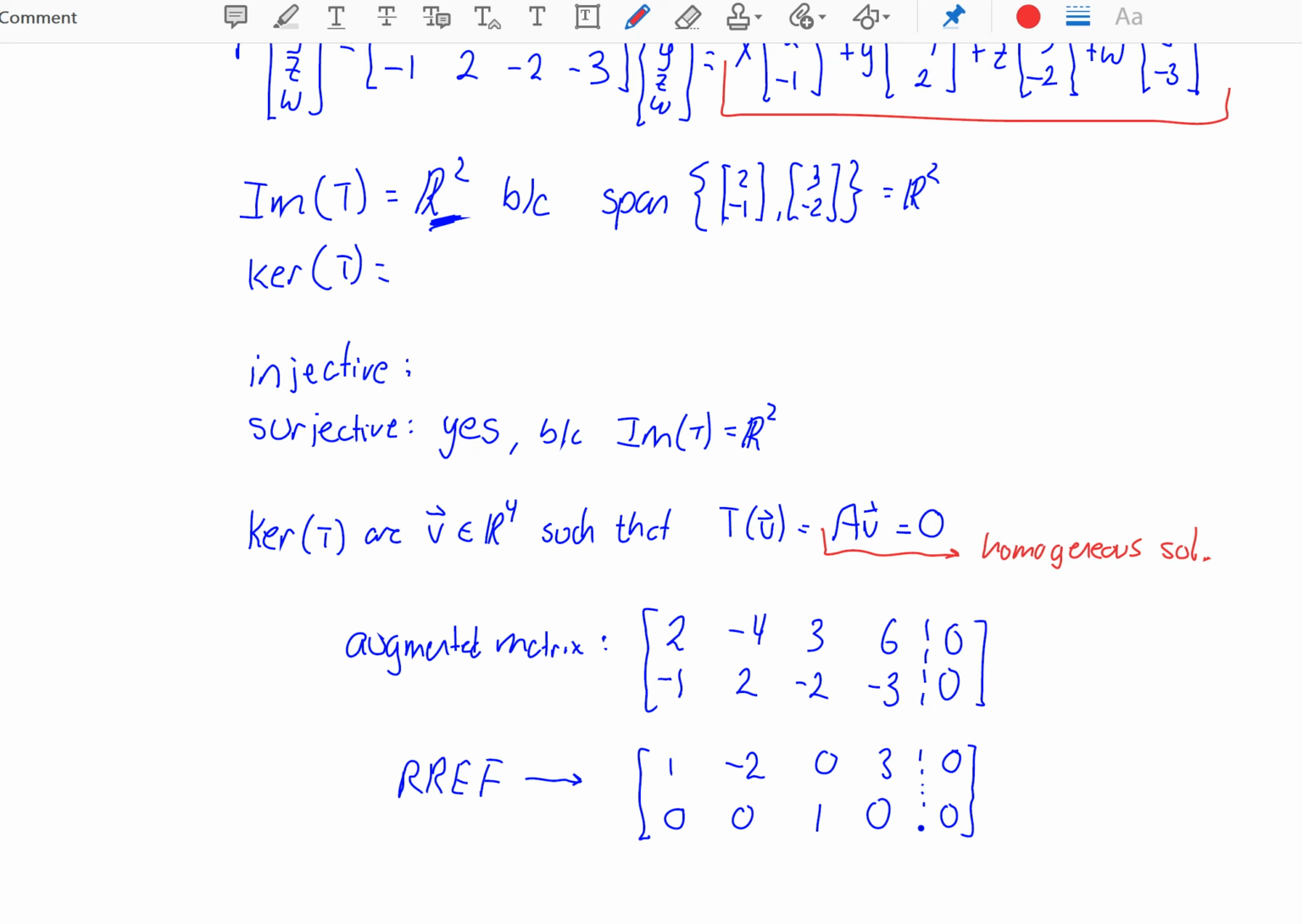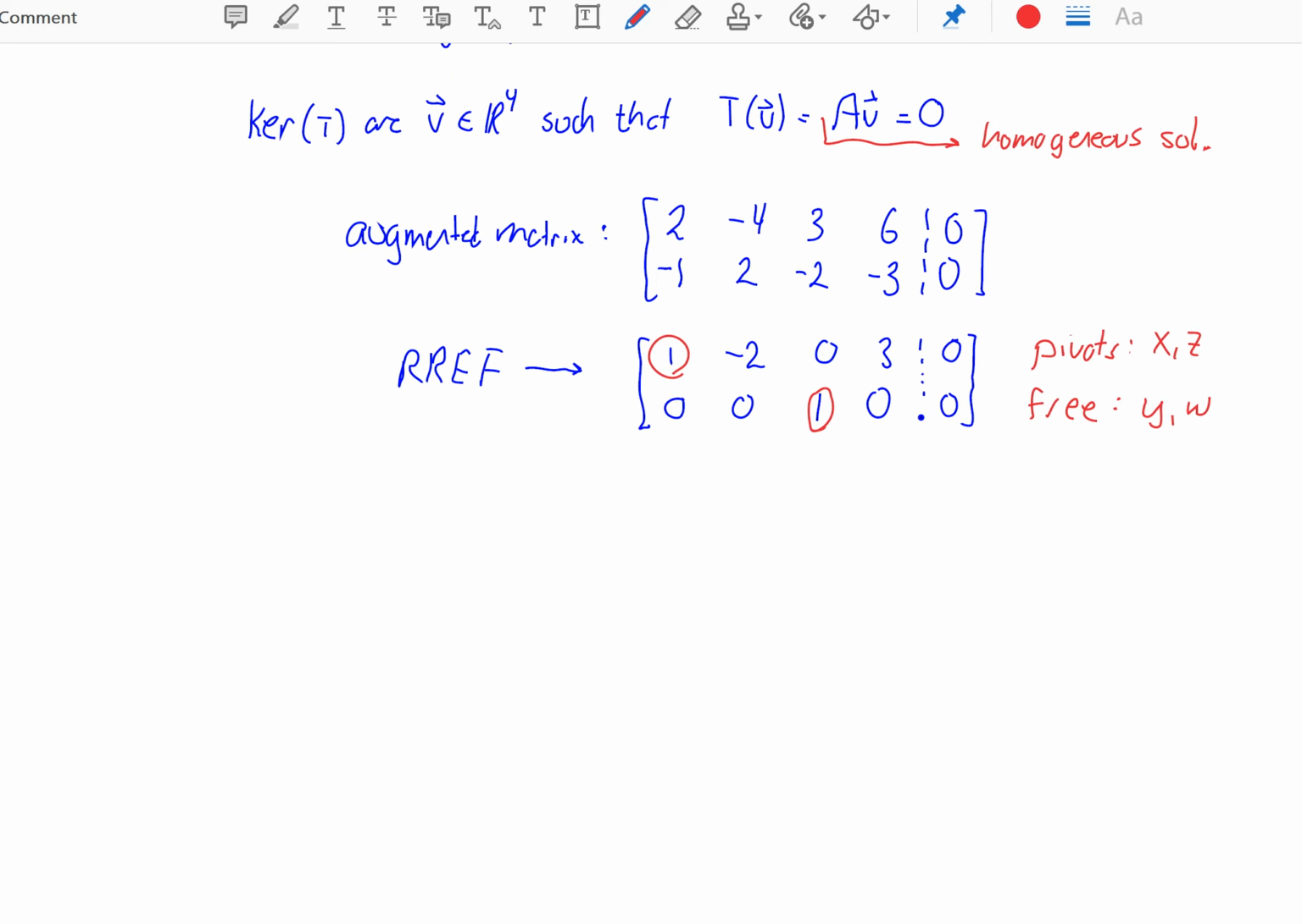Here we should identify that we have two pivots. These would be the x and z variables. And we have two free variables that would be represented by y and w. And because we have free variables, that tells us we're going to have multiple things in our homogeneous solution. Let's go find those homogeneous solutions.